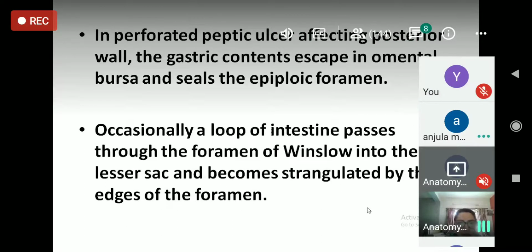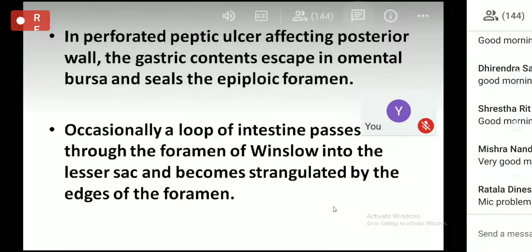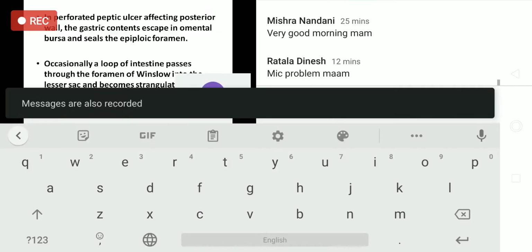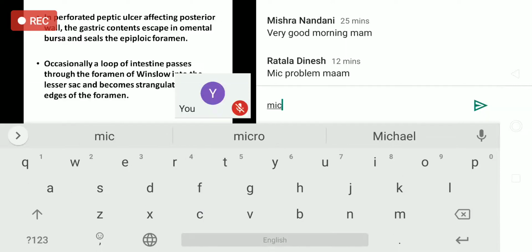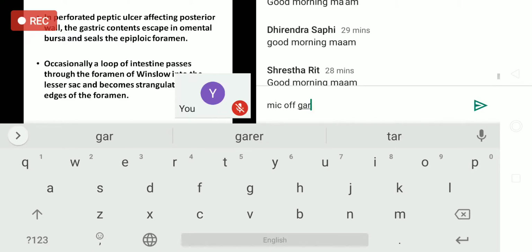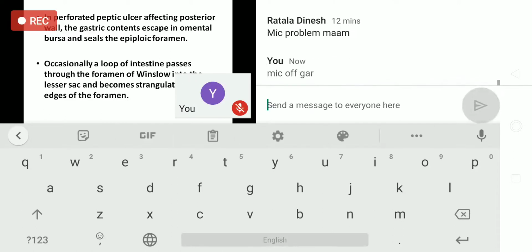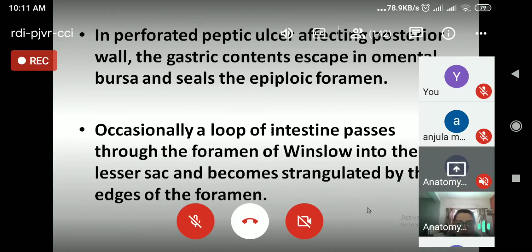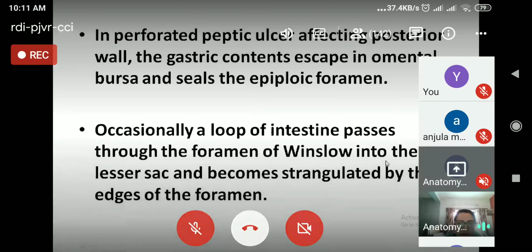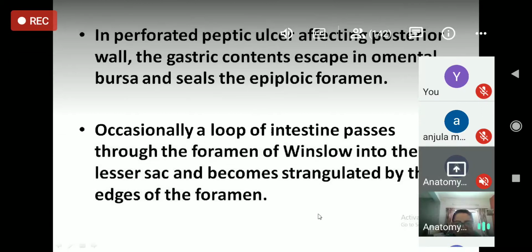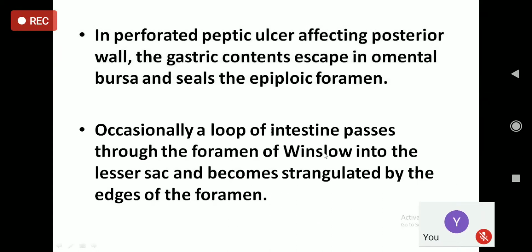In a perforated peptic ulcer affecting the posterior wall, the gastric content escapes into the omental bursa and it can seep through the epiploic foramen, communicate to the right paracolic gutter, and can lead to infection in the pelvic cavity also. And occasionally a loop of intestine passes through the foramen of Winslow, into the lesser sac, and becomes strangulated by the edge of the foramen. So that is the internal herniation that can occur in the foramen of Winslow.